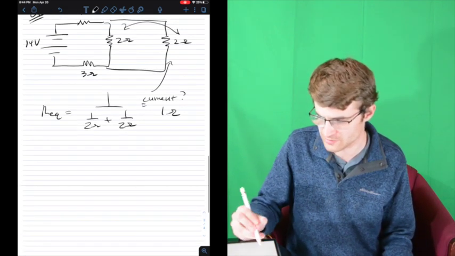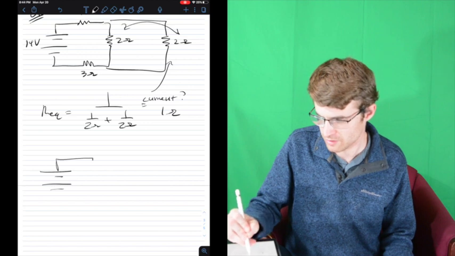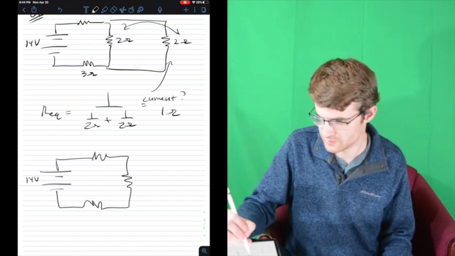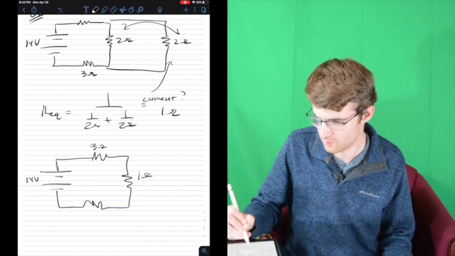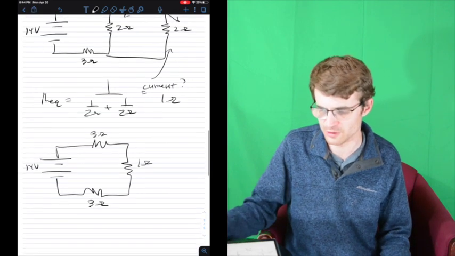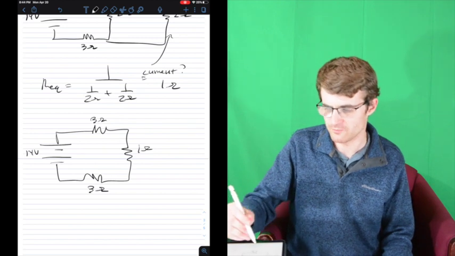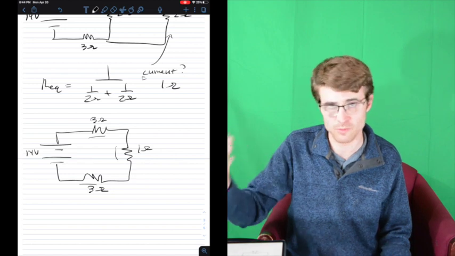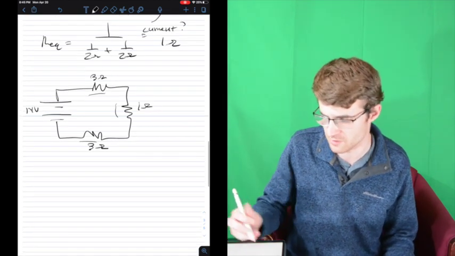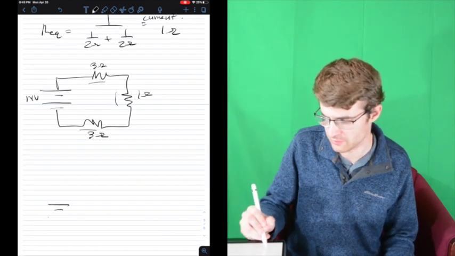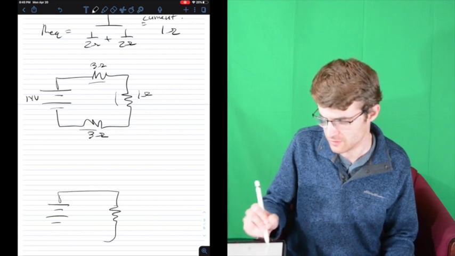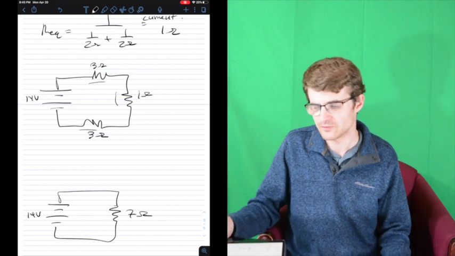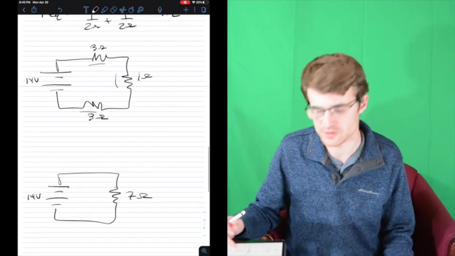So I'm going to redraw my circuit now, and this is what it looks like now. You have 14 volts, 3 ohms, 1 ohm, and 3 ohms. You can see this problem's been a little bit premeditated. All of these now are in series, one with another. All the current flowing through one flows through the next, flows through the next, and so we can simply add all of those resistances together, and so we get a 7 ohm resistor and a 14 volt battery, and we're done with the reduction of the circuit.